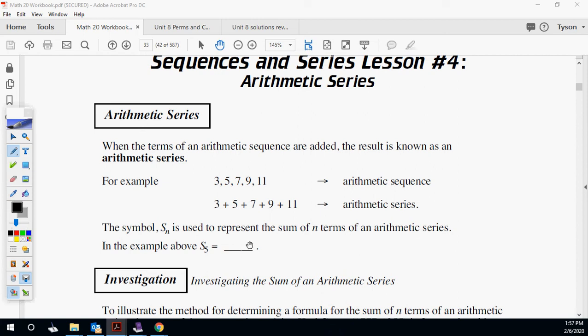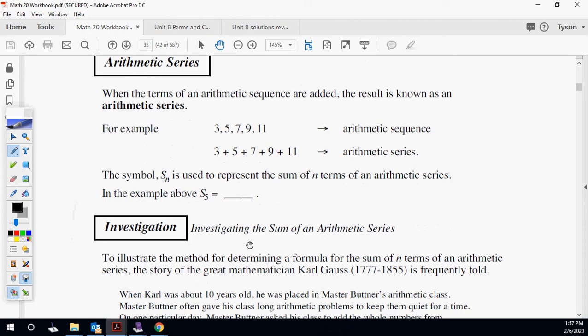When the terms of an arithmetic sequence are added, the result is known as an arithmetic series. So we're used to the pattern of 3, 5, 7, 9, 11. That's just a sequence of +2. An arithmetic series is the same pattern, but you're essentially adding the pattern. That's the only thing that changes.